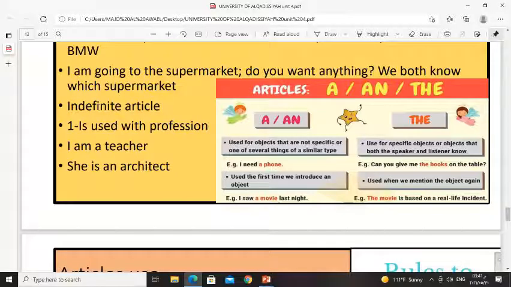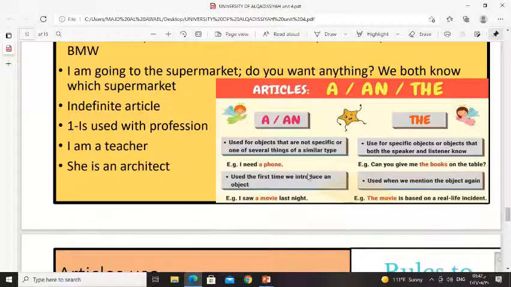The indefinite article is used with a profession. I am a teacher. I am an engineer. She's an architect. A and an are used for objects that are not specific, or one of several things of a similar type. I need a phone. I need a phone, but which phone? It is an unspecific phone.